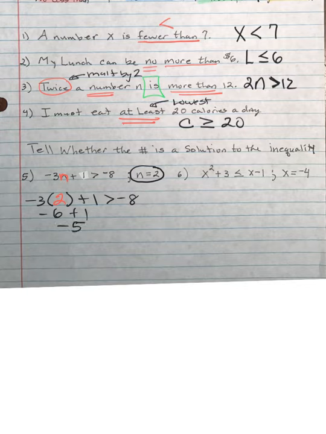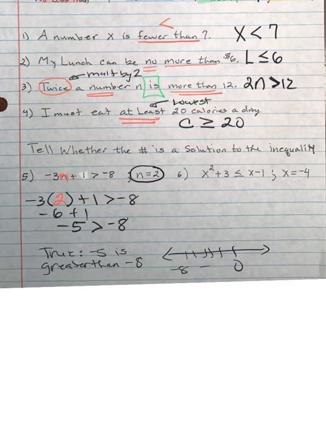So on the left-hand side, we got negative 5, and on the right-hand side, we have negative 8. So is negative 5 greater than negative 8? That is a true statement. Negative 5 is greater than negative 8, because negative 5 is closer to 0. So remember, when you're on the negative side, you've got negative 8 and negative 5. The number that's closest to 0 is going to be the bigger number. The further you go to the right, the bigger the numbers get. The further you go to the left, the smaller the numbers get. So negative 5 is closer to 0, so it is bigger than negative 8.